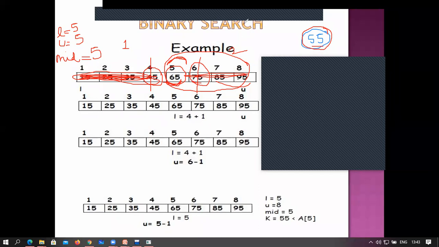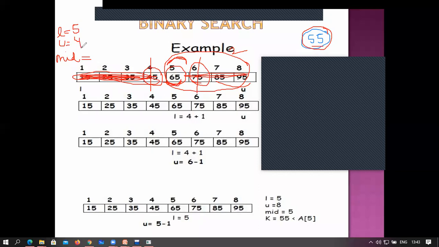So beta, the next step is very important. All of you just remember this thing, because students make mistakes here. Now your element 55 is lesser than the middle value. Whenever it is lesser, as I told you, the lower bound will remain the same but the upper bound will become mid minus 1. So mid was 5 earlier, now the upper bound will become 4.